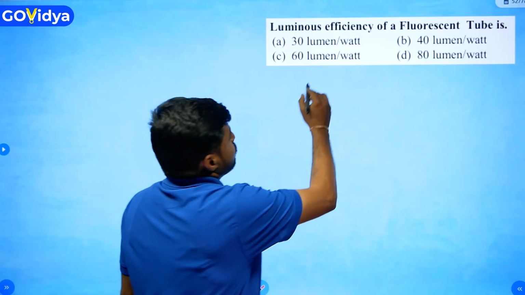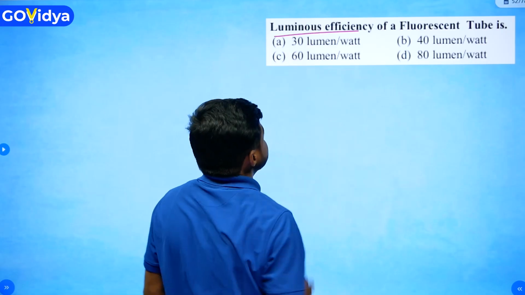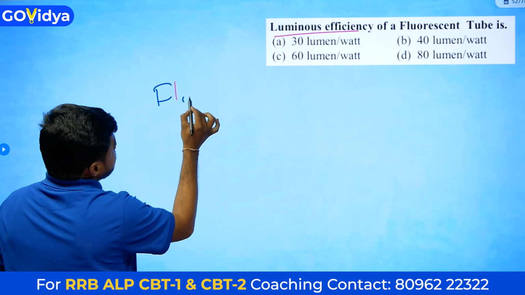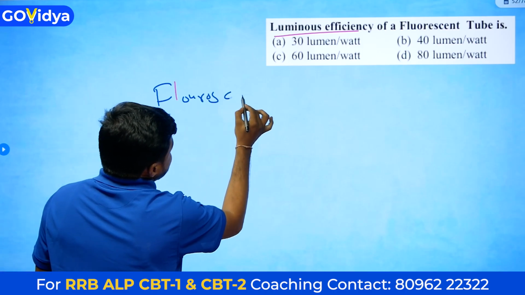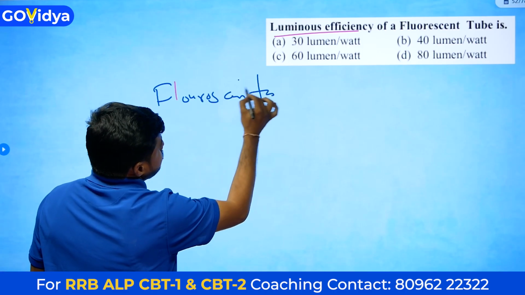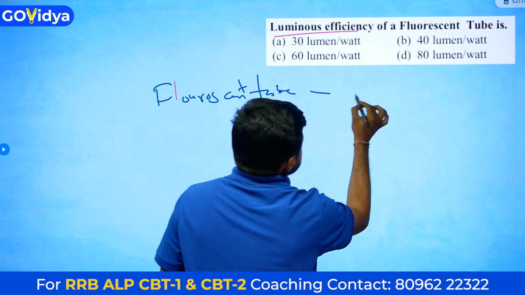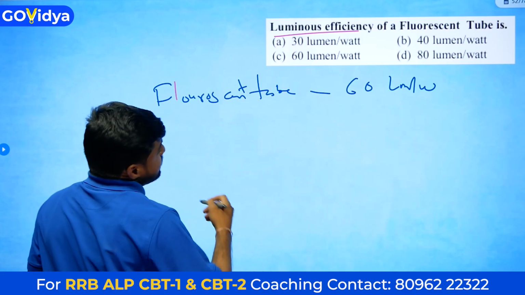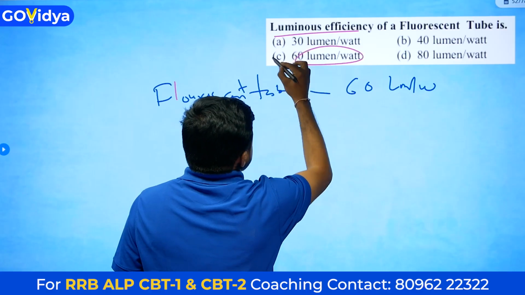Luminous efficiency of fluorescent tube is 60 lumens per watt. From the options, option C is the correct answer.